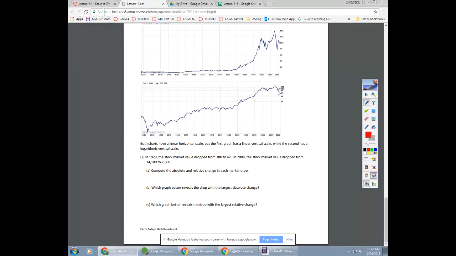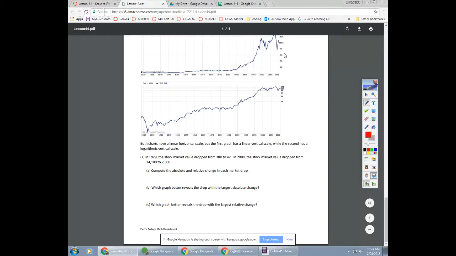That was B, the linear scale, the top graph, where it shows the absolute change better. And the percent change is better shown by the logarithmic scale, the second graph.